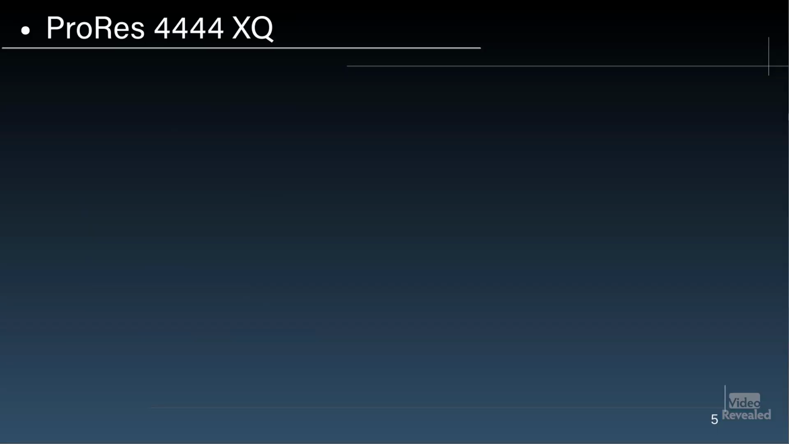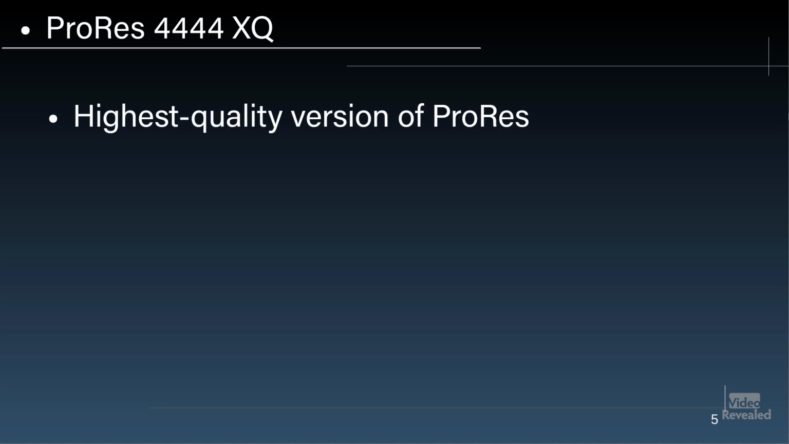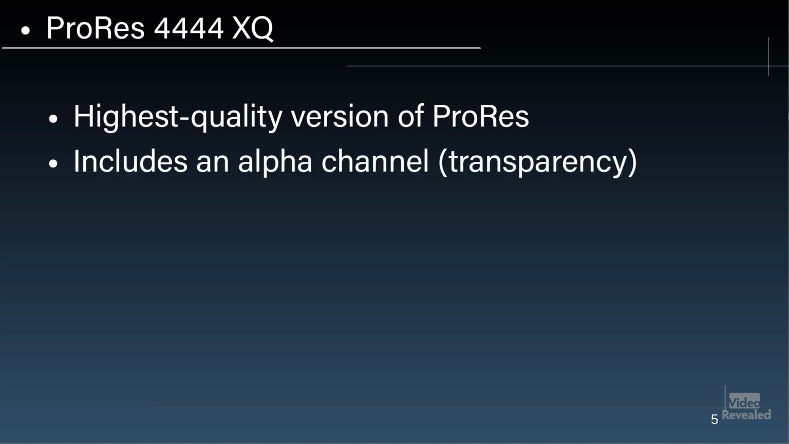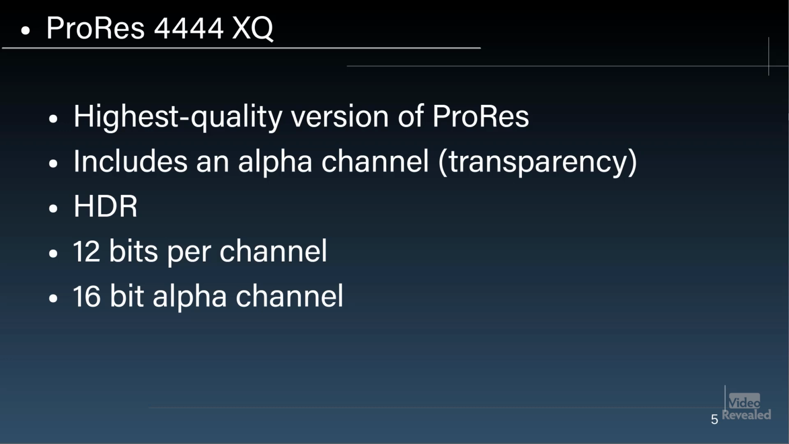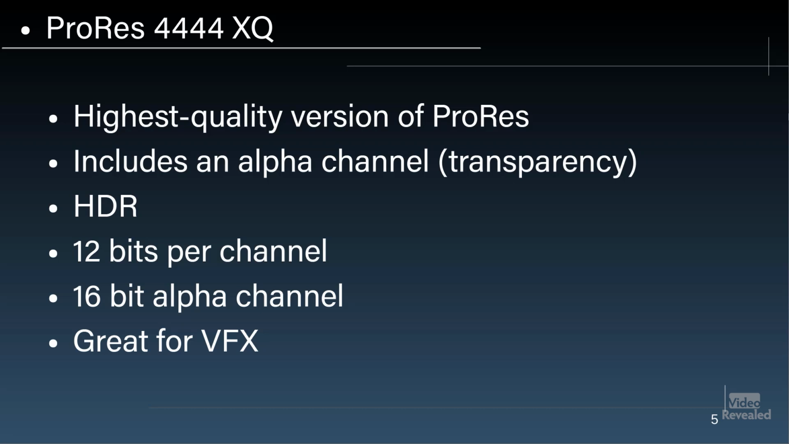That's what's important. So 444 XQ is the highest quality version. It includes an alpha channel, which is the transparency. That's why there are four numbers, 4444. The last number is transparency. It will handle high dynamic range, 12 bits per channel. So that means that each of the channels of video is 12 bits, and the alpha supports up to 16 bits per channel. That means that the alpha channel, the transparency, can have the highest quality for things like motion blur and blurs and just movement, so that you're not having any kind of jagged edges on that. And it's great for visual effects.